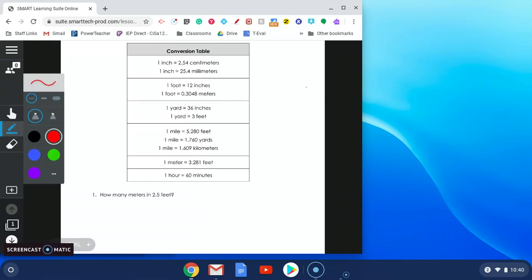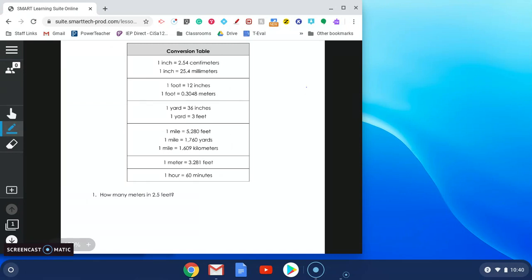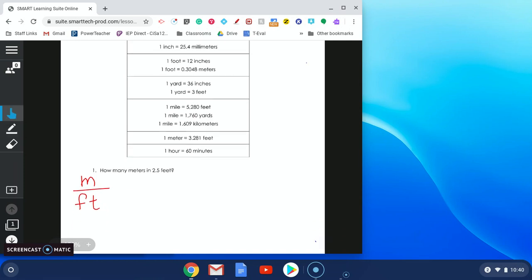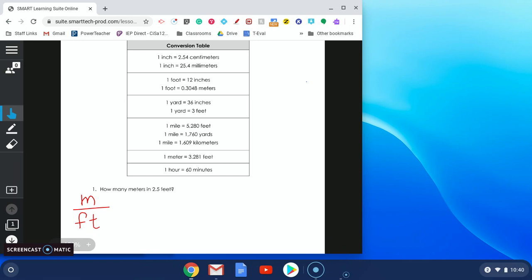I'm going to use problem 1 as an example. I'm not going to solve it for you, but I am going to show you that there's something in the conversion table today that's a little different than what you've seen this week. It should not mess you up though, okay? All right, so how many meters are in 2.5 feet? So meters and feet, please make sure you're writing out your units. A lot of you are not writing those units out and you're messing up where you put your numbers in the proportion because of that.